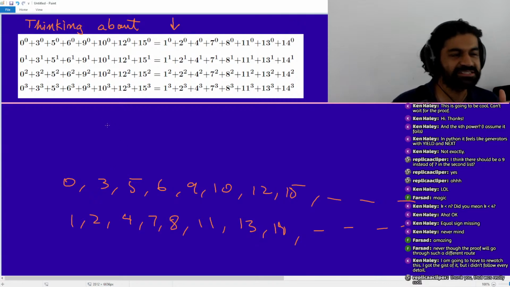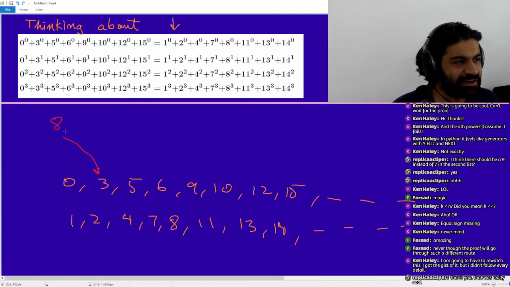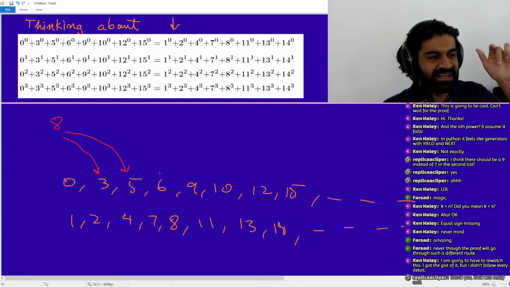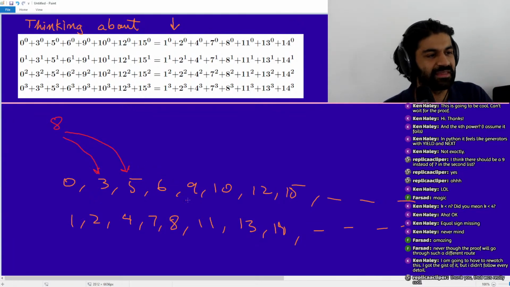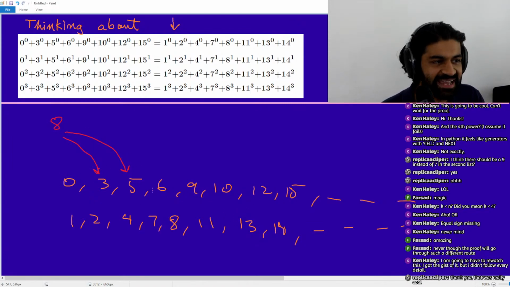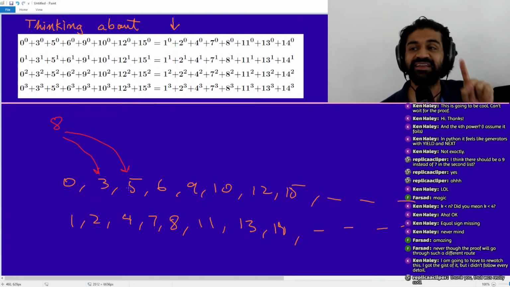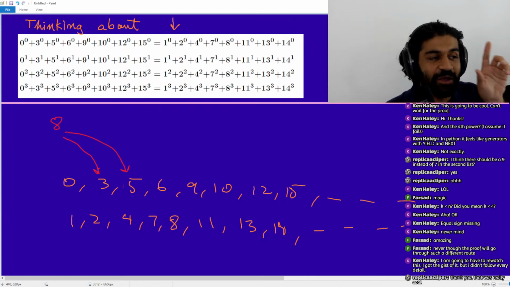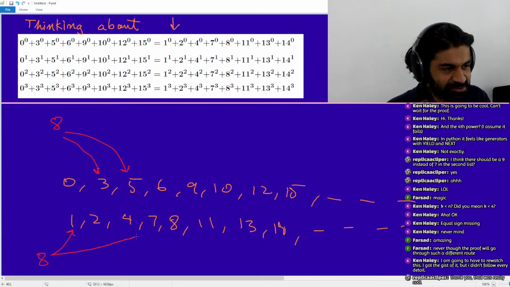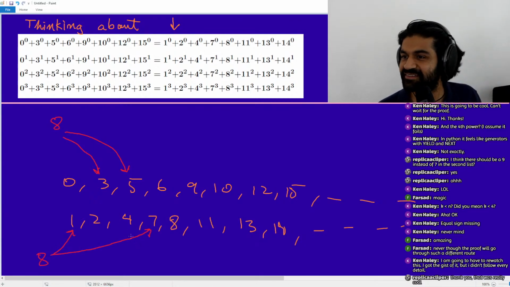So pick your favorite number. Let's say my favorite number is 8. You can write 8 as 3 plus 5, right? So there's one way to write 8 as a pairwise sum in this first sequence. I do not see any other way to do it. The only way to write 8 as a pairwise sum in this first sequence is using 3 and 5. And so that means there should be exactly only one way to write 8 as a pairwise sum in this second sequence. So this would be 1 and 7.